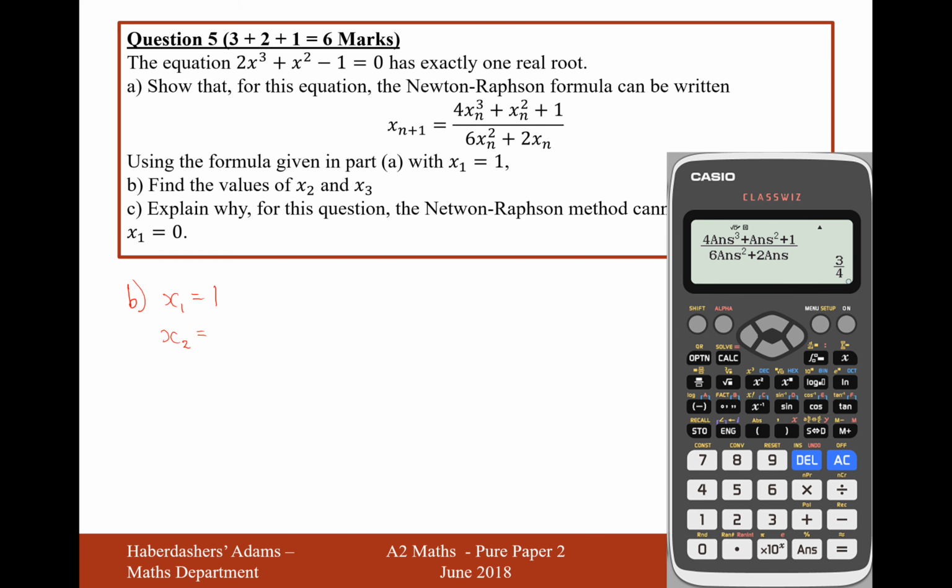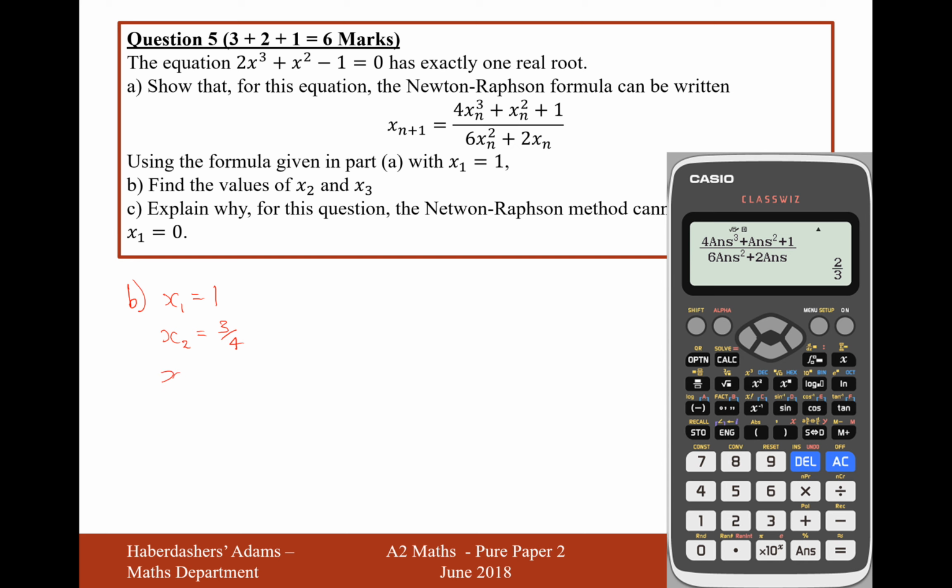So for x2 we get 3/4, and we just need to press equals again to get the next answer, x3, which is 2/3. Okay, so there we are. That's all we needed to do for part B. It's just making sure that you know how to use your calculator, using the answer button as the xn value, or using answer as the algebraic equivalent of xn. Okay, so that's the answer to part B then.